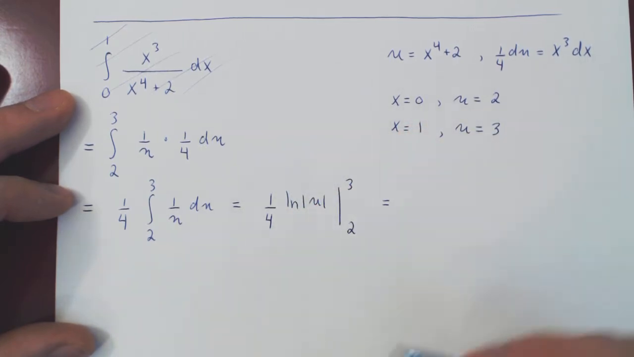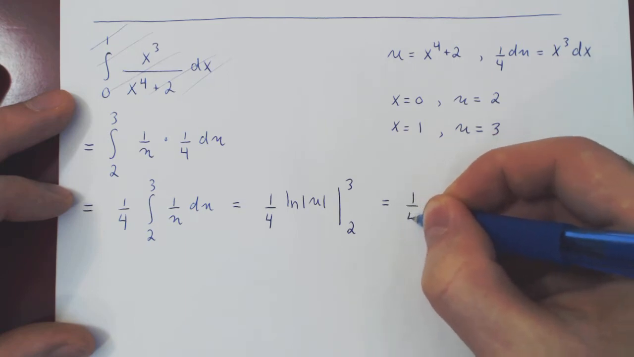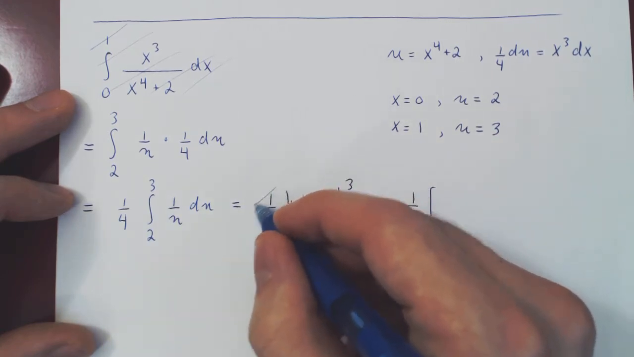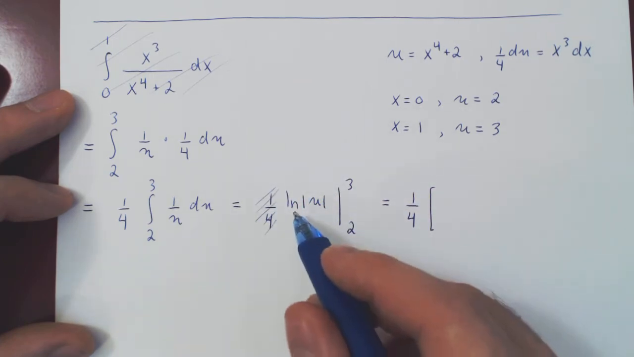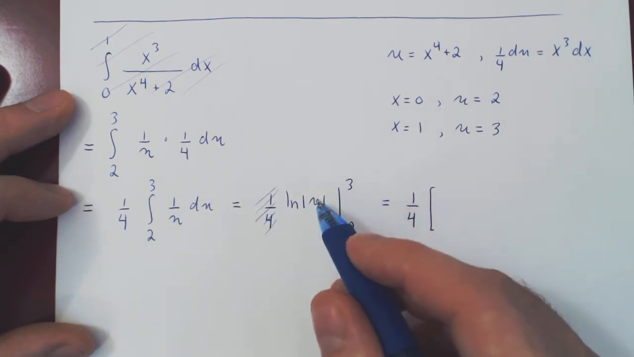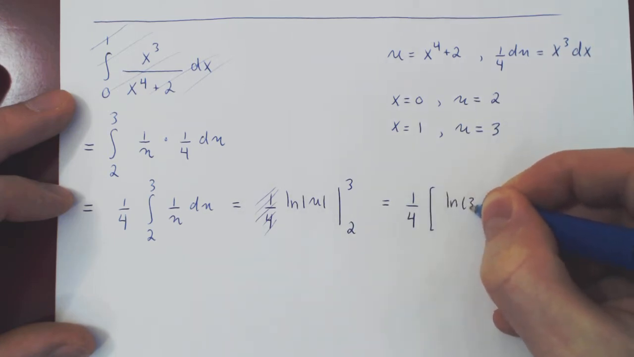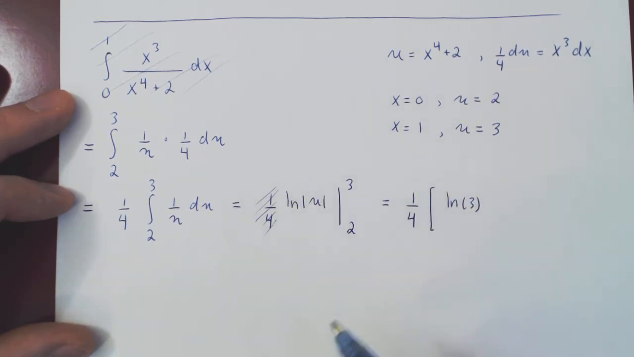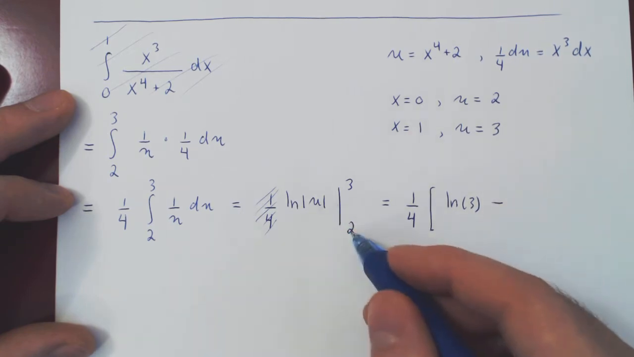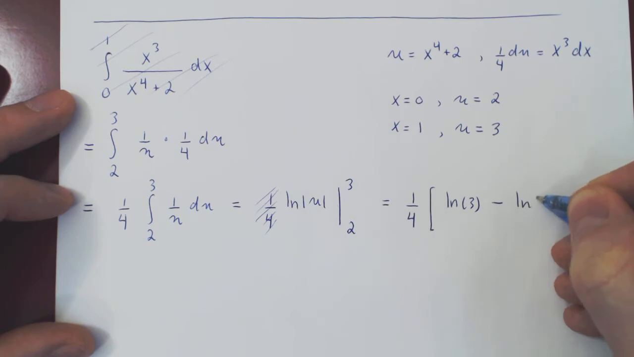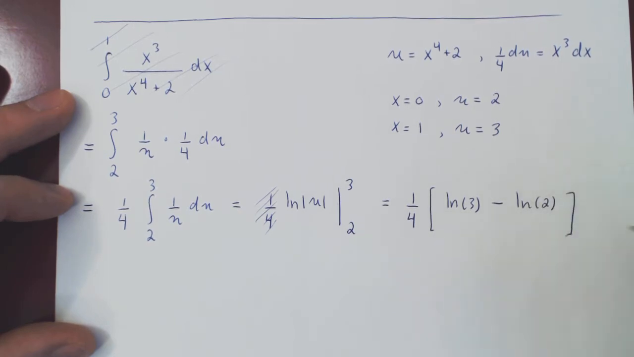1/4 is a constant multiple, can be left outside. And if it is left outside, then we have simply the ln of 3. We can drop the absolute value as 3 is positive. So ln of 3 minus ln of 2. Once again, 2 is positive. We can drop the absolute value. And that is our final answer.